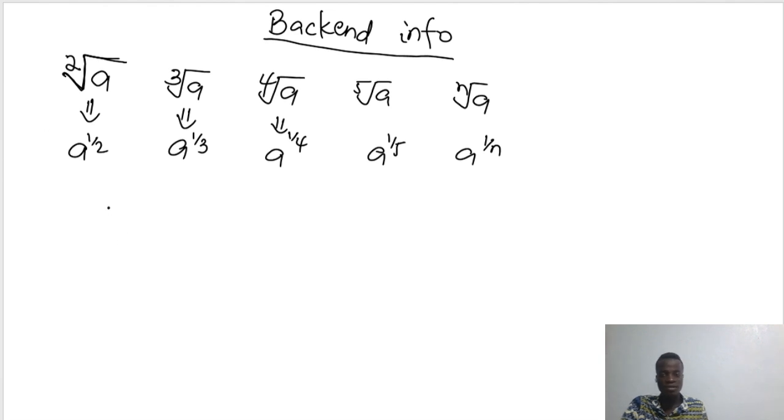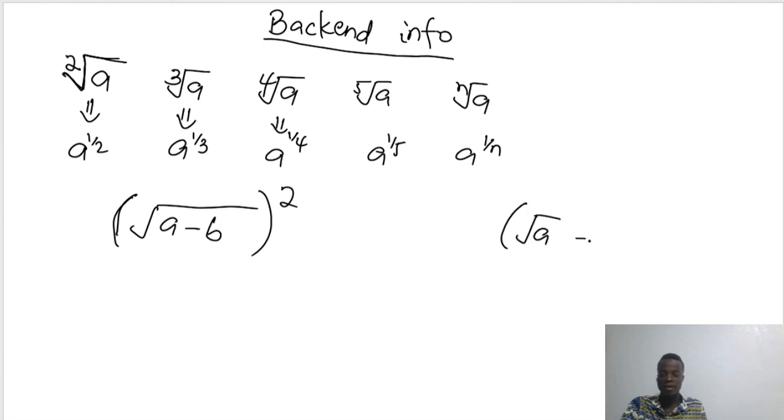Now, this is the most important thing we actually want to touch on in this session. You need to understand that if you have an expression in a bracket, a minus b all to the power 2, and you have another expression, let's say a minus root b all to the power 2, these are not the same. So you see that in this case, I will say this will eliminate this.